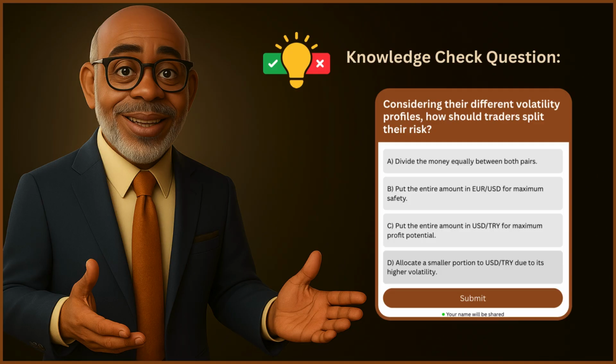Is it A, divide the money equally between both pairs? B, put the entire amount in the euro over the US dollar for maximum safety? C, put the entire amount in the US dollar over the Turkish lira for maximum profit potential? Or D, allocate a smaller portion to the US dollar over the Turkish lira because of its higher volatility? You have 10 seconds.